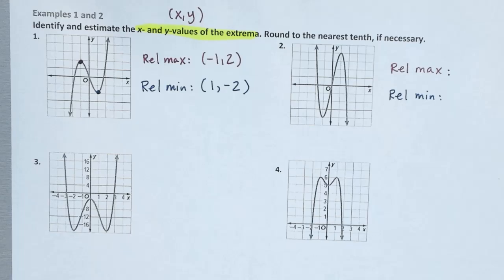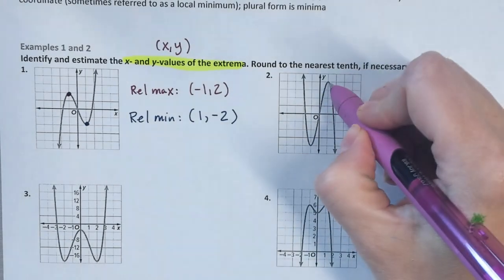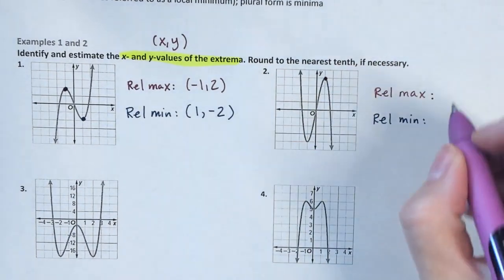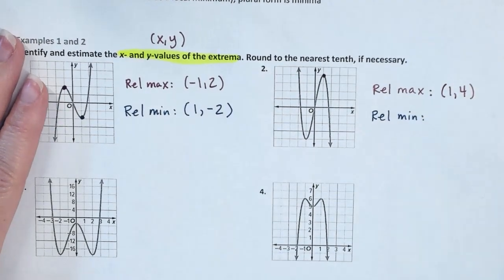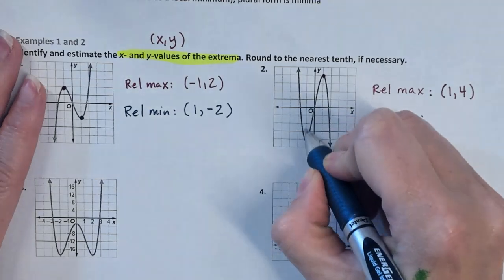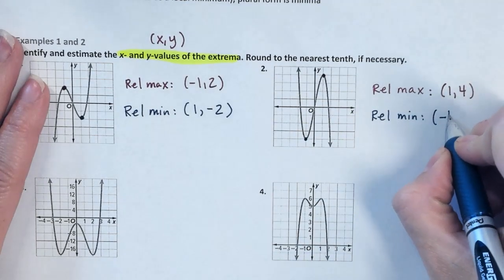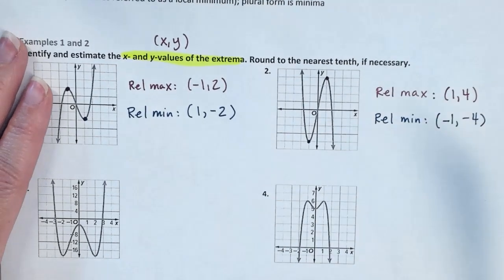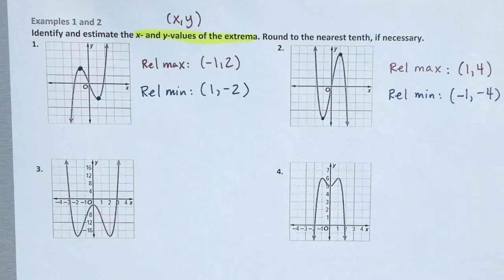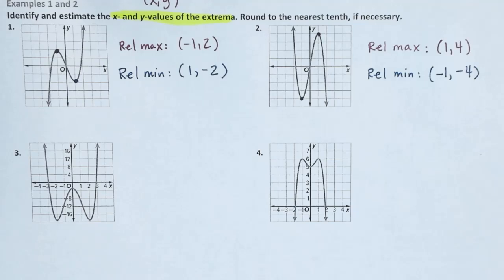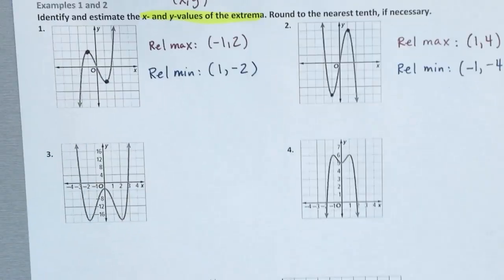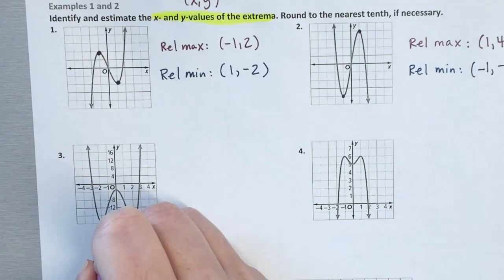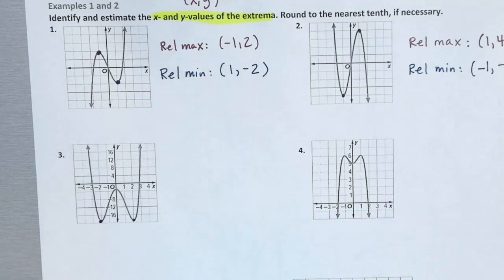All right, let's see if we found our relative max, our relative min. So this time the maximum is on the right side, and it will be at 1, 4. Your relative min is on the left, so that will be at -1, -4. Okay, so this was an example where you just had one of each. For the ones below, we are going to have more than one. So for your relative minima, you're going to have 2 of them.